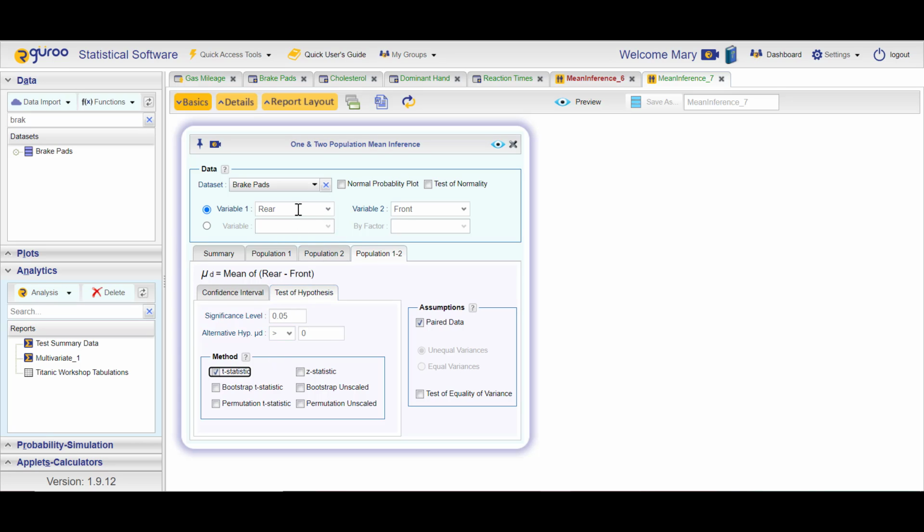If we had done front and then rear, you'd have to do less than 0 because front would be less than the rear. Okay, so be careful in the order you put it here, and make sure that this symbol matches up with what you're trying to say. All right, and then preview.